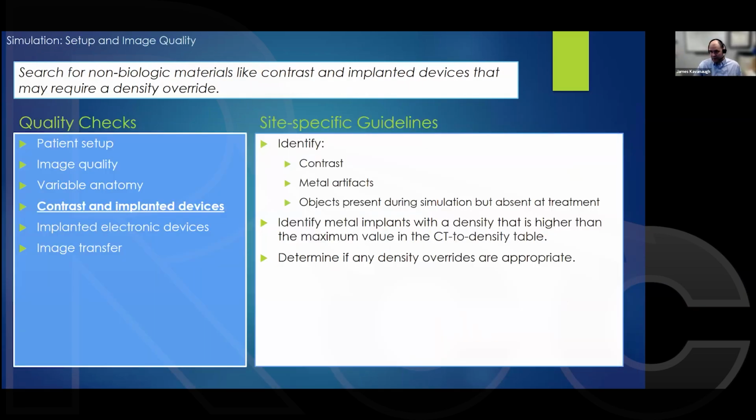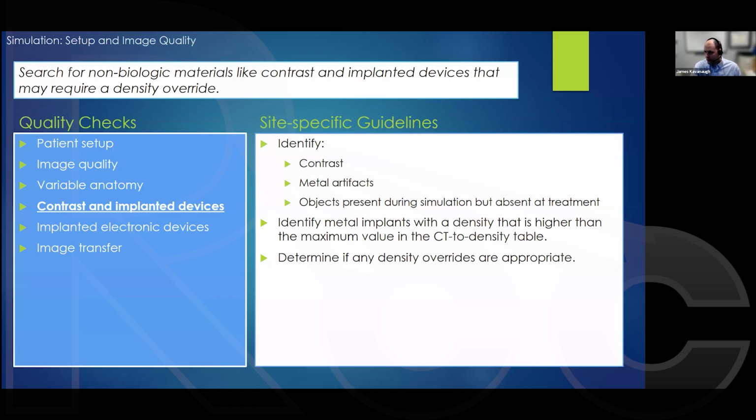Contrast and implanted devices. I've already talked about contrast a little bit, in terms of oral and IV contrast, and I'll spend a little bit of time on metal artifacts as well. But really, you're asking yourself the question: is this material going to be present at sim and treatment? Contrast is obviously the one we've talked about. Metal artifacts quite obviously should be present at both if it's an implanted device. And then what are we going to be doing about it?